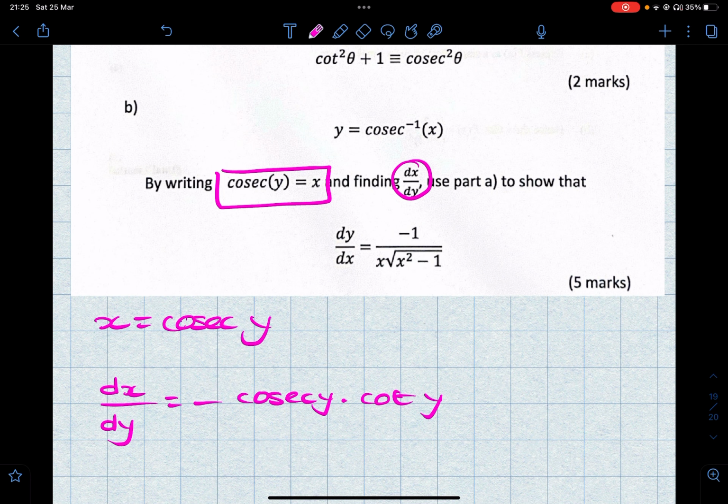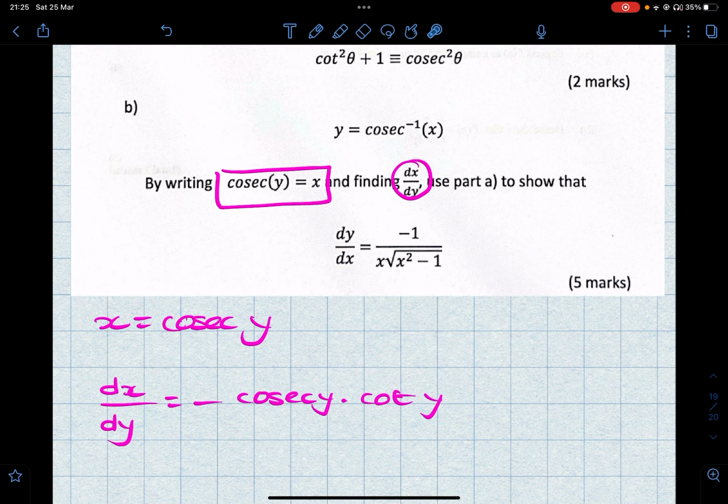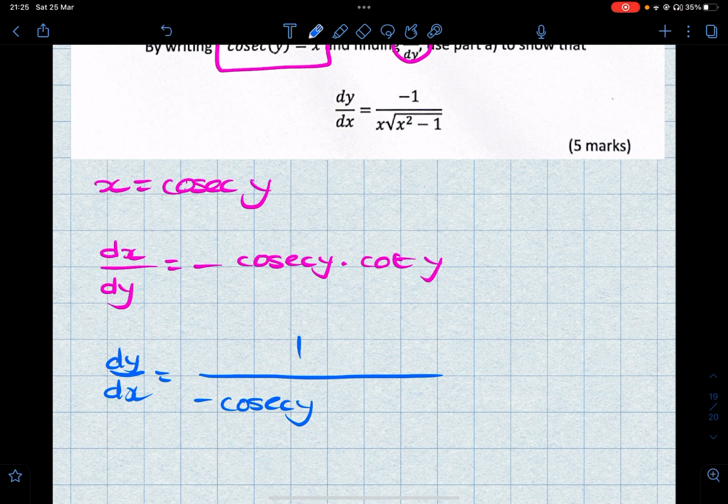Now, this is strange because they want us to find dy by dx, and there's no trig functions in there. So we probably need maybe to use this identity or some other identity to get rid of cosecant and cotan. So that's dx by dy. Let's find dy by dx. That should just be 1 over minus cosecant y times cotangent y.